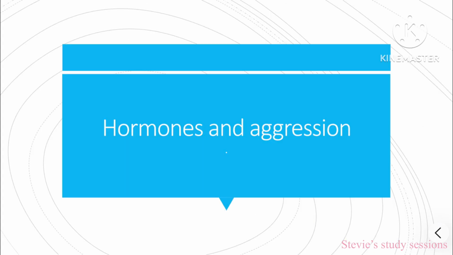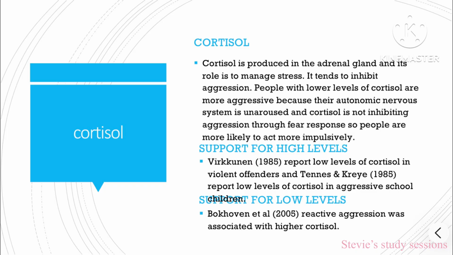Hormones and aggression. Cortisol. Cortisol is produced in the adrenal glands, and its role is to manage stress, and it tends to inhibit aggression. People with lower levels of cortisol tend to be more aggressive because their autonomic nervous system is unaroused, and cortisol is not inhibiting aggressive behavior through fear response, so people are more likely to act impulsively.